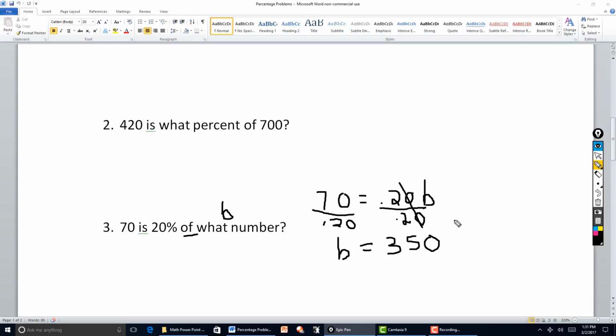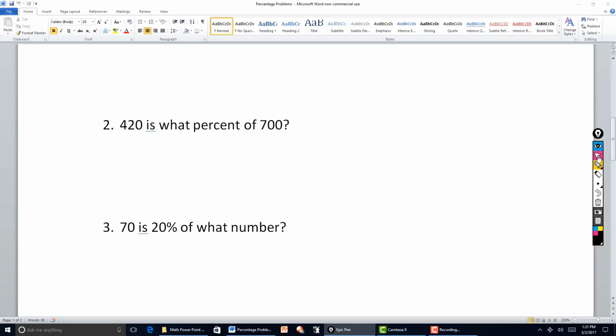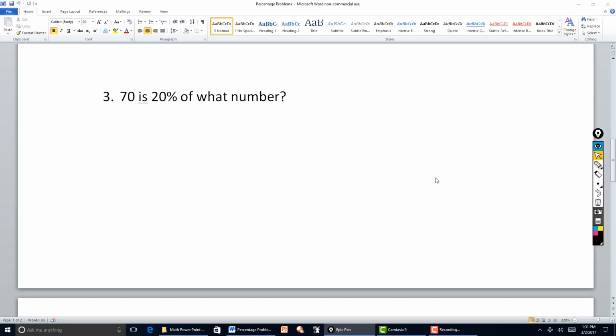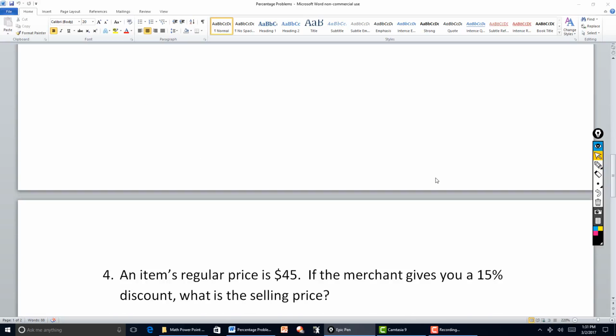Just eyeing this, it looks like it's correct, but you can go ahead and double check it by multiplying the 350 by 0.2, and you should get the 70. Okay, so this is your answer. In this case, this is the base. Okay, clear this. Go to the next one.